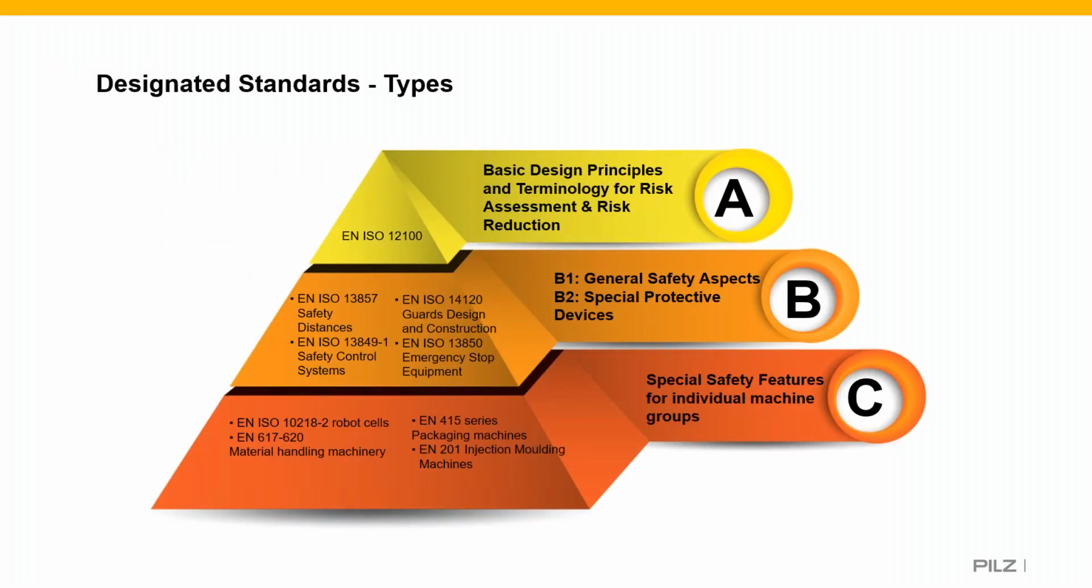So just a recap really of standards and the structure. Standards are broken down into three tiers. A standards specify fundamental concepts, terminologies and principles, of which there's only one, which is ISO 12100, general principles for design, risk assessment and risk reduction. You then have B standards, which deal with certain machinery safety issues or certain types of safeguards that can be used across a wide range of machines, i.e. 14119, and then C standards contain specifications for certain individual machine groups.